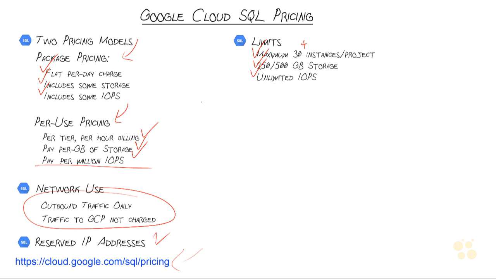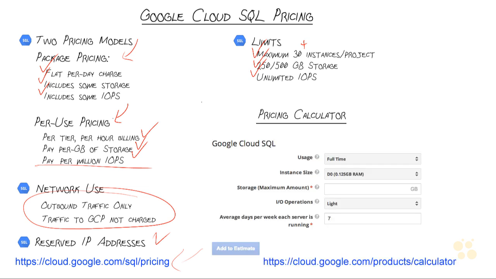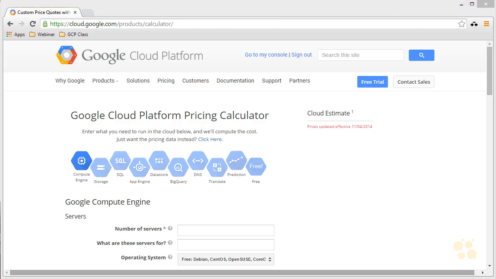Now, in order to understand how much this is all going to cost you ahead of time, Google has an awesome tool called the pricing calculator. The pricing calculator allows you to enter information that you expect about your Google Cloud SQL instances and estimate what the monthly cost should be. Let's take a look at that right now. I'm just going to navigate out to cloud.google.com/products/calculator.